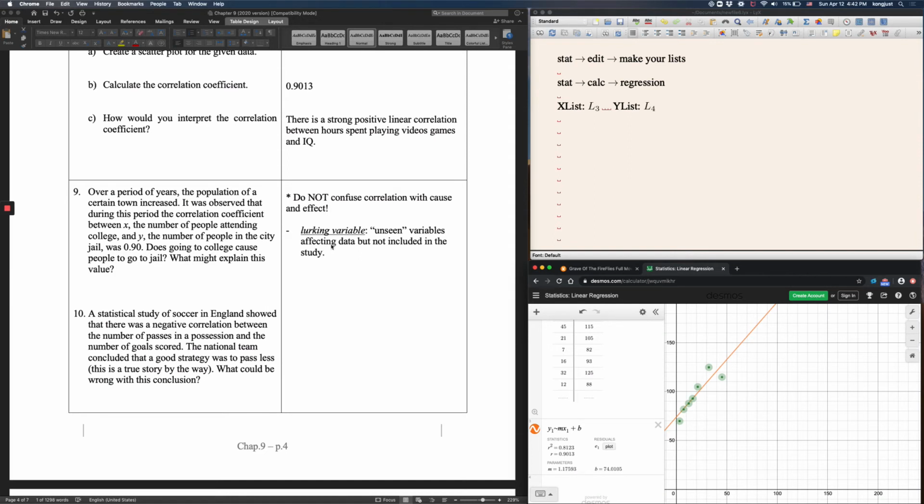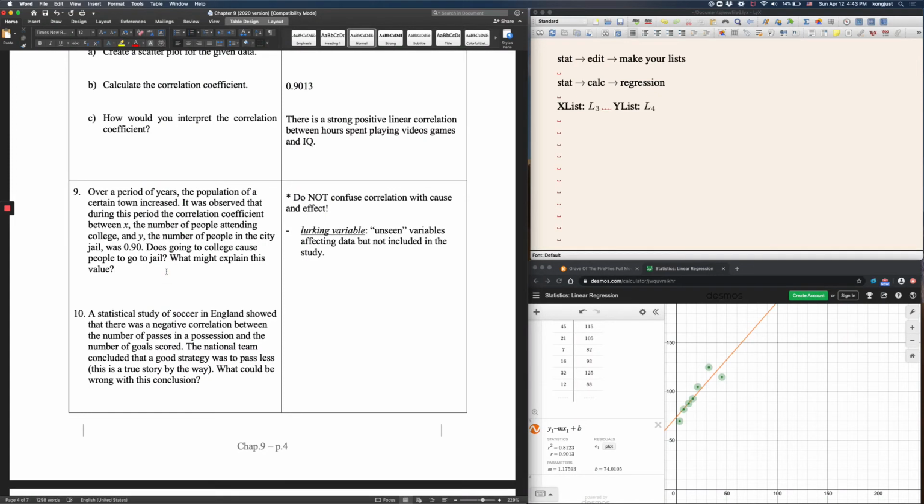There could be what we call a lurking variable. Lurking is kind of scary, right? Like lurking in the background. It's unseen, like hidden, like a shinobi or something. So unseen variables affecting data, but not included in the study. Okay, so what could be a lurking variable in this case? Actually, they kind of gave it to you, right? They gave you one of the potential lurking variables. That is that over a period of years, the population was increasing. If the population increases, then you could expect the number of people who are going to college to increase, right? And if the population increases, you'd also expect overall the number of people in jail to increase.